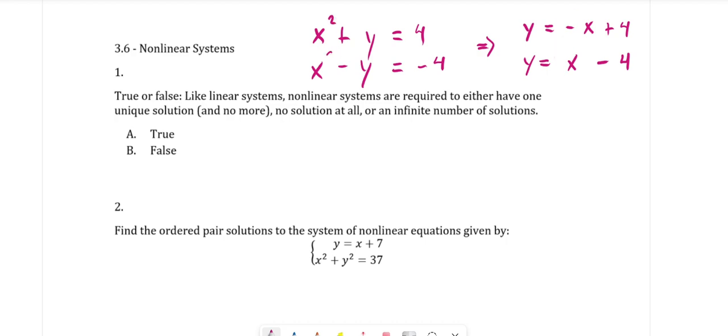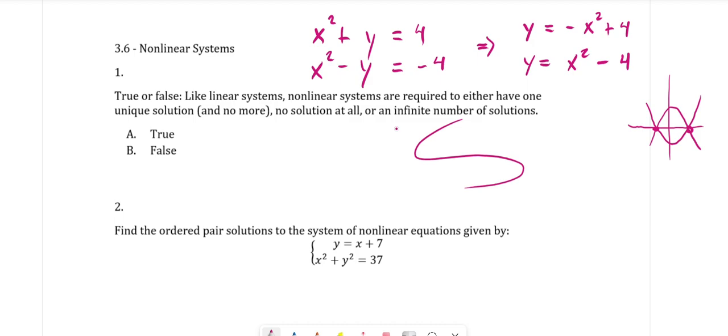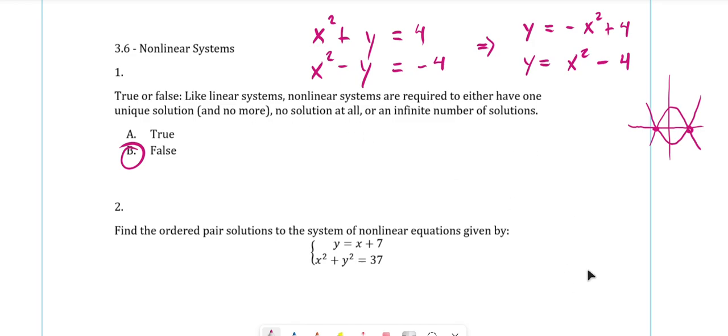But what if these were squares instead? Well, then these would be squares instead. And what I would actually have is the intersection of these two parabolas, one going up, one going down. And this would have 2 points of intersection. So because nonlinear equations can be curved, we might actually have multiple places where they can intersect. And so nonlinear systems can have a great variety of numbers of possible intersections, that is to say, solutions to the systems of equations. So, true or false? This is false. They are not constrained to the same 3 possible outcomes that linear systems are.